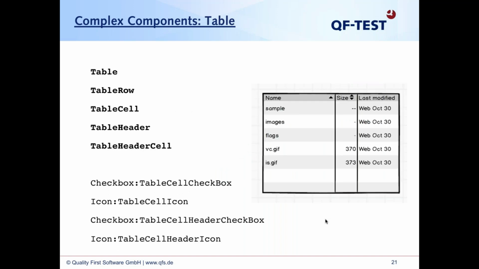Another complex component which is used pretty often is the table. And for QF-Test, the table consists again of the container, which is the table. It consists of rows, like the table rows, and then inside the rows of cells.